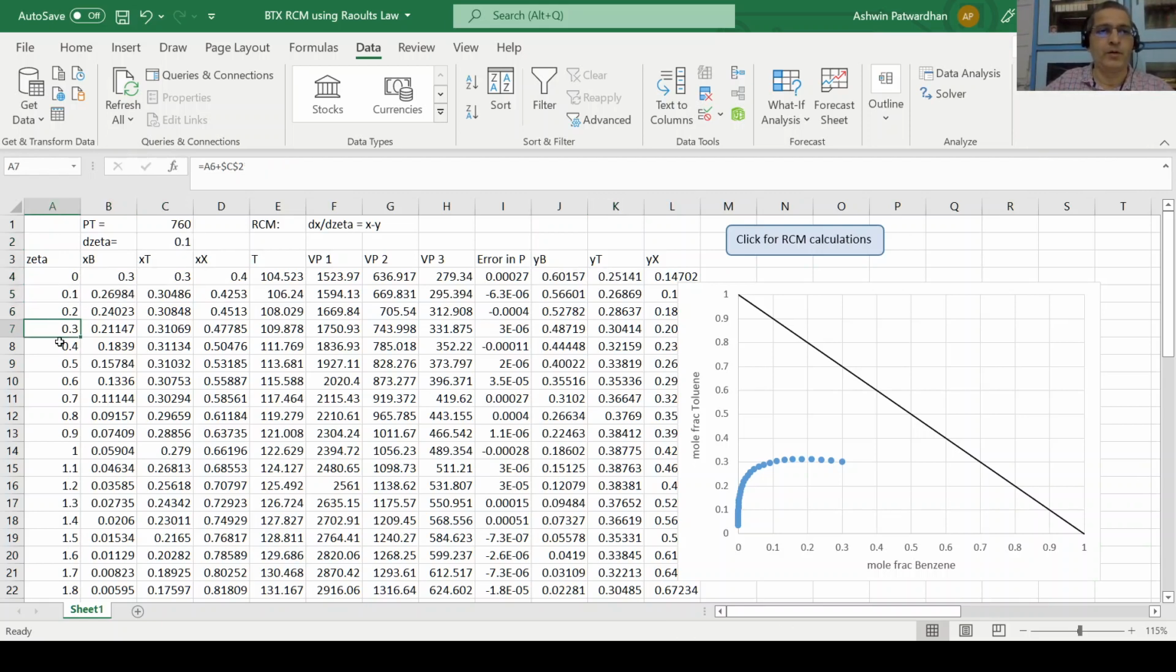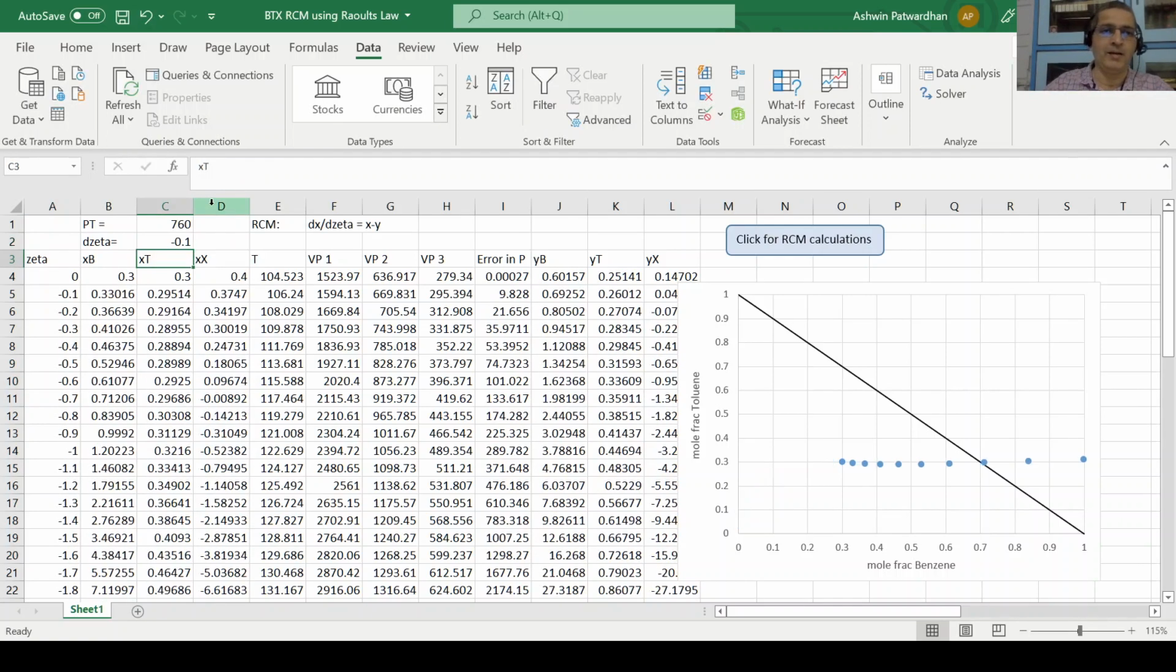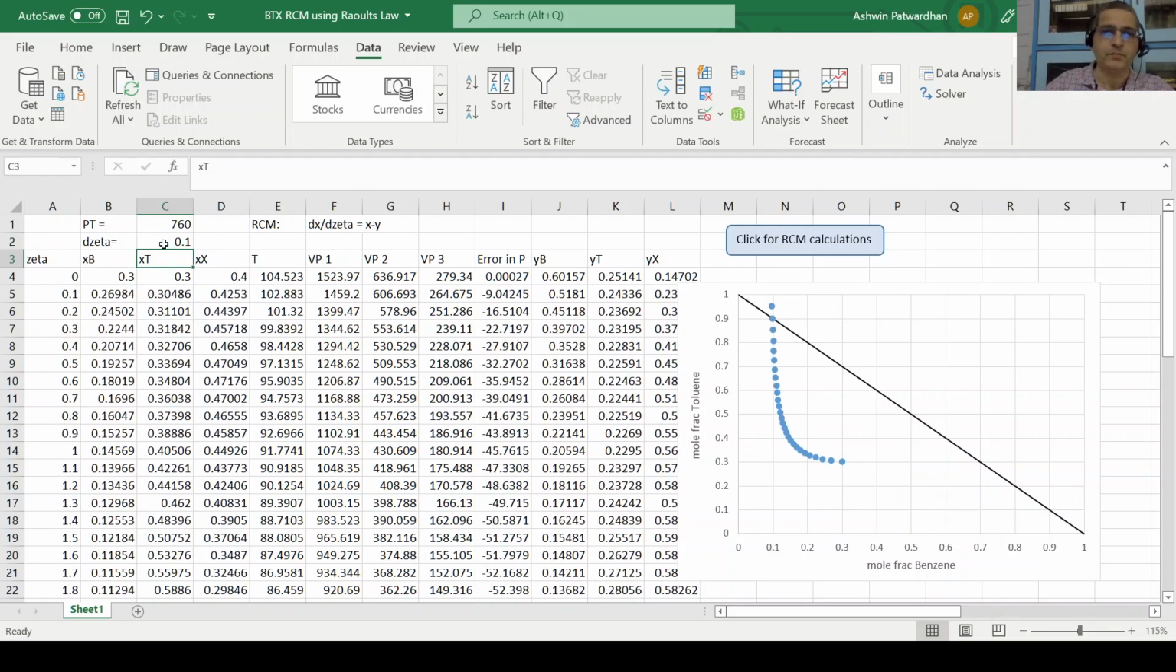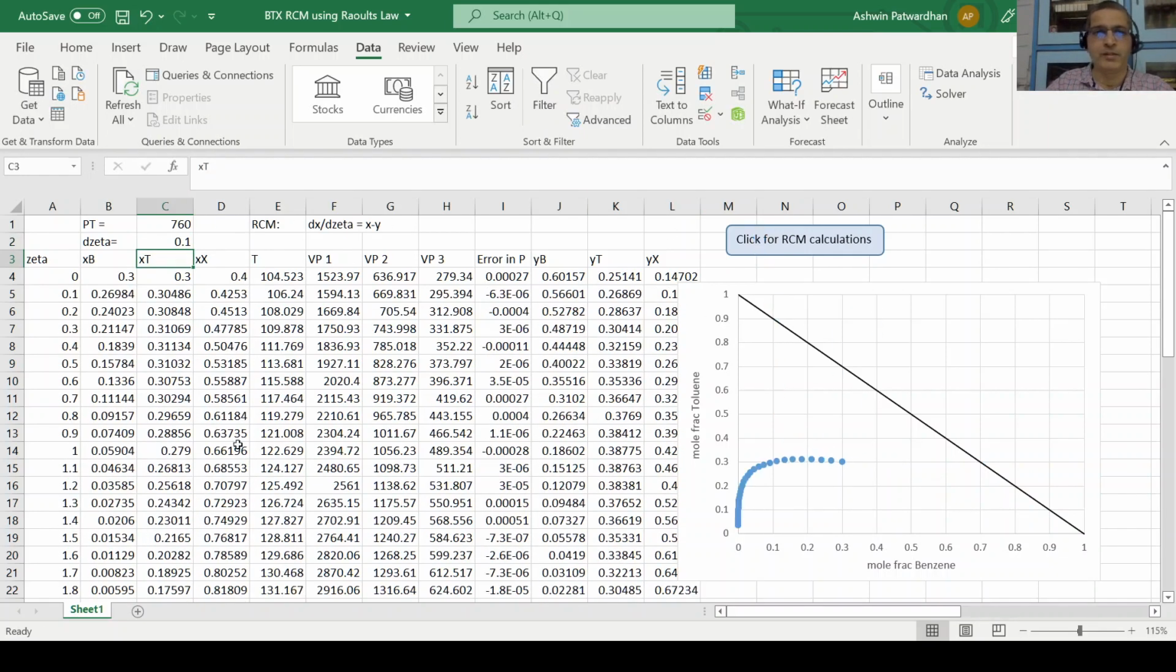Zeta equal to 0.1, 0.2, 0.3, 0.4, 0.5, by taking steps of d zeta, 0.1, and then we can calculate. Now, the advantage of doing this is that I can take a step of d zeta minus 0.1 as well, and then I can redo the whole calculation, and this is how our residue curves will change. So this is our starting point. Let me go back to this 0.1 first of all and do these calculations. And this is how the residue curve is changing.